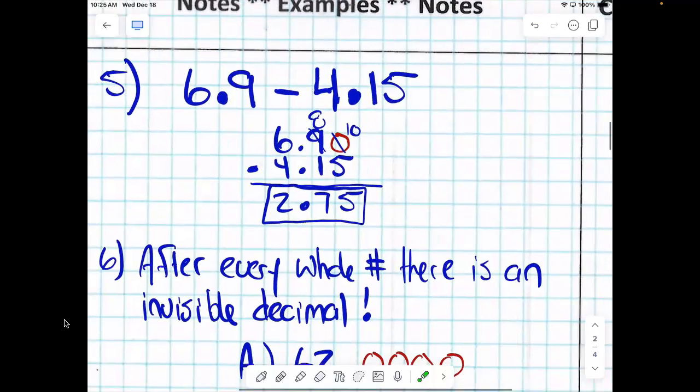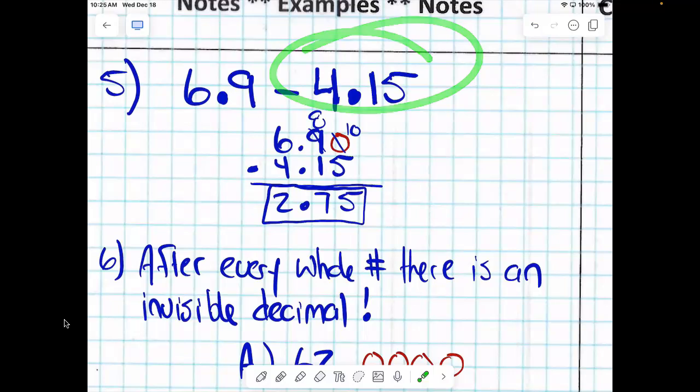Same idea here. Type that number or write that number down first. Put the second number underneath it. I had an open spot. What am I going to add? Do we still want to show all of our borrowing and carrying? Yes.